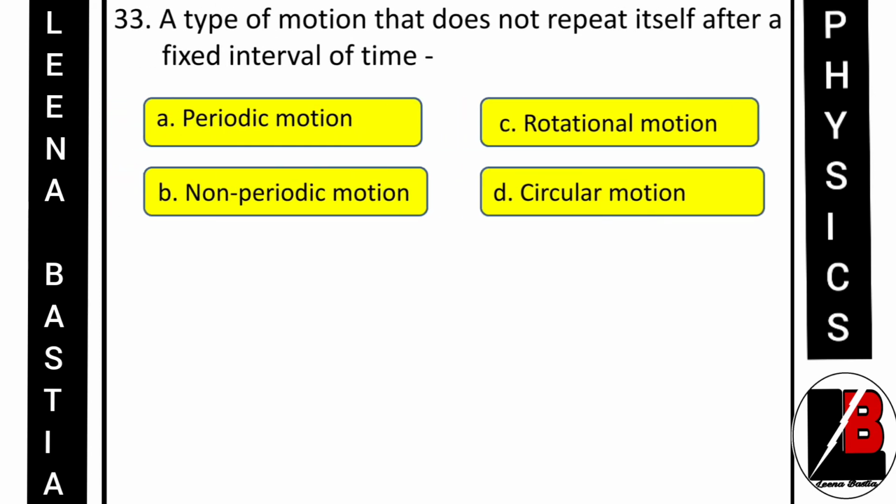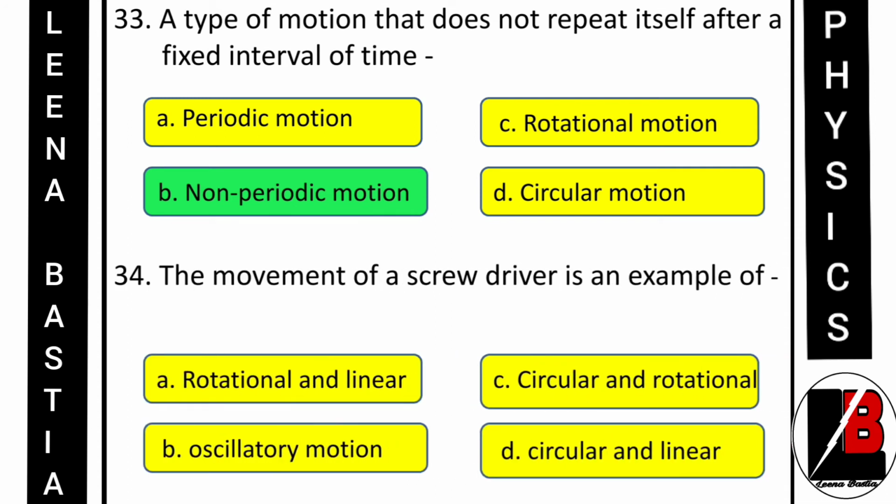A type of motion that does not repeat itself after a fixed interval of time. The options are periodic motion, non-periodic motion, rotational motion, circular motion. Okay. So the answer is non-periodic. It is a very clear answer because you have already learned that a type of motion that does repeat itself after a fixed interval of time is periodic. So it is asking for one that does not repeat itself, so it will be non-periodic.